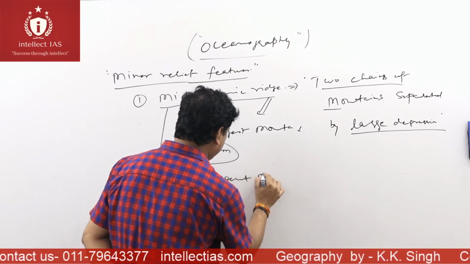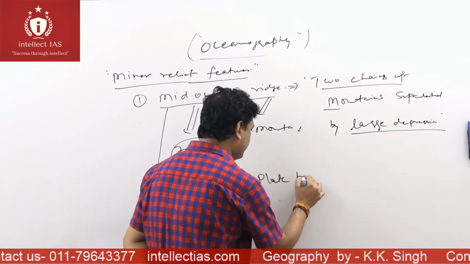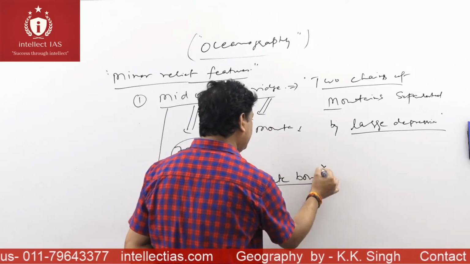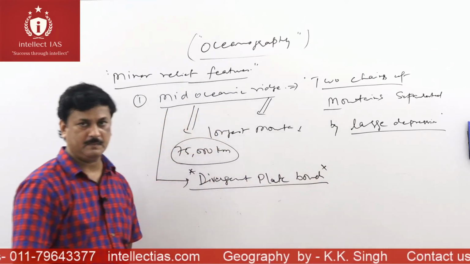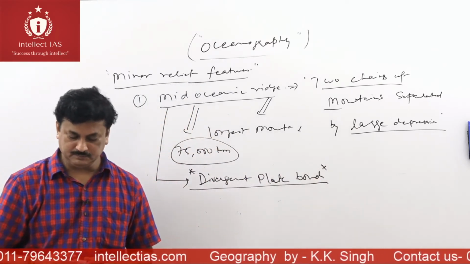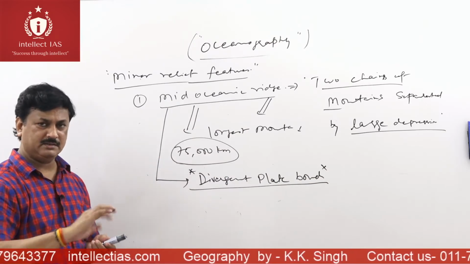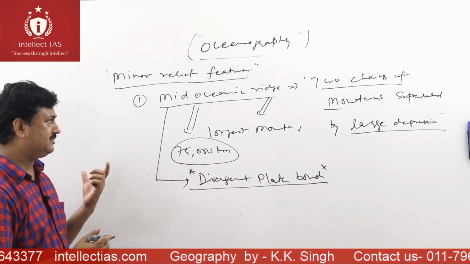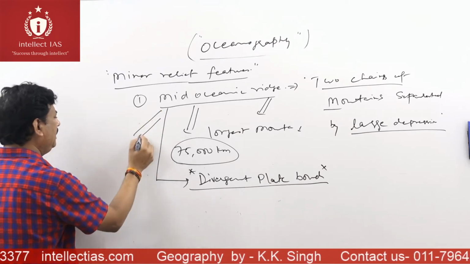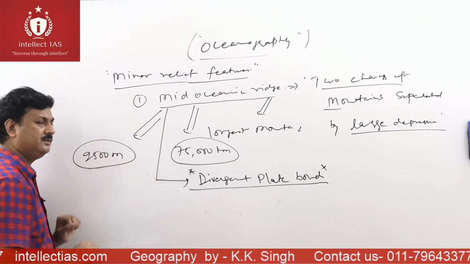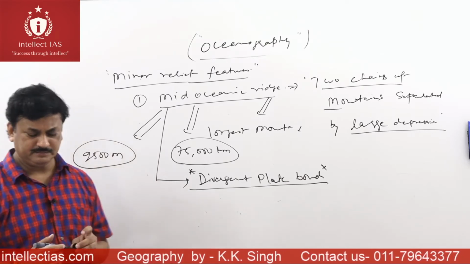Divergent plate boundaries. What is a divergent plate boundary? We have discussed it in the plate tectonic theory. The height of these mid-oceanic ridges is about 2500 meters from the ocean floor.